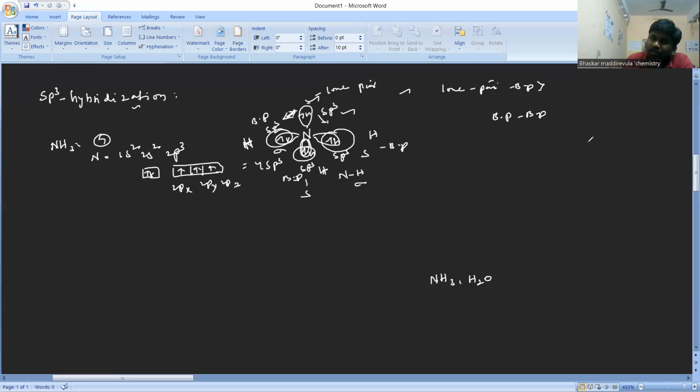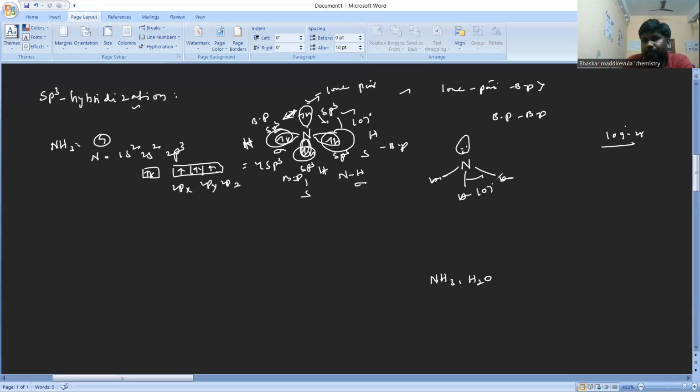In the tetrahedral case, we see the bond angle is 109 degrees 28 minutes. Instead of 109 degrees 28 minutes, the molecule will possess 107 degrees. Why? Due to the presence of one lone pair on nitrogen, the bond angle is 107 degrees.